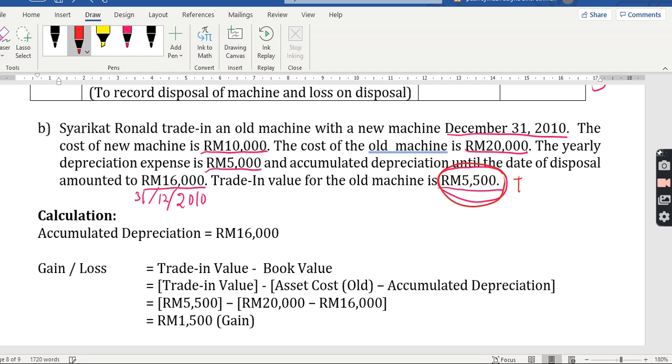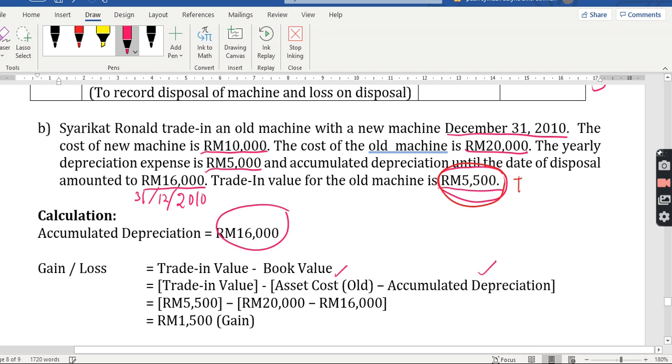Okay, and then your book value, how much? Book value is the asset cost of 20,000 minus accumulated depreciation, this amount. So it's 5,500 minus how much? Minus 4,000. So the difference is 1,500. This is gain on disposal.